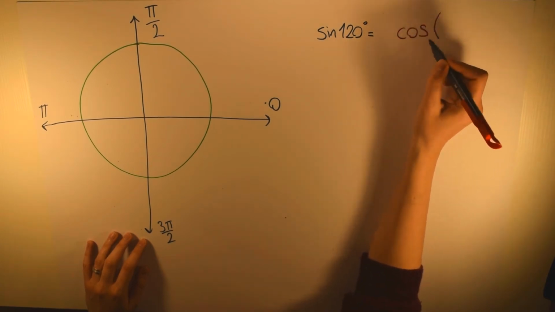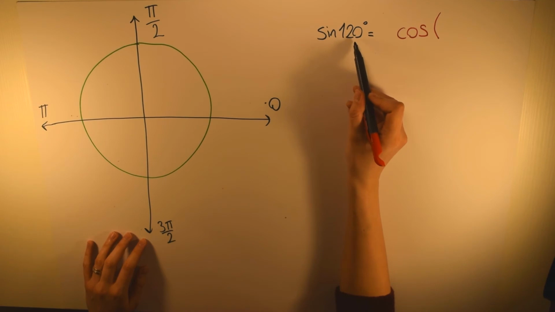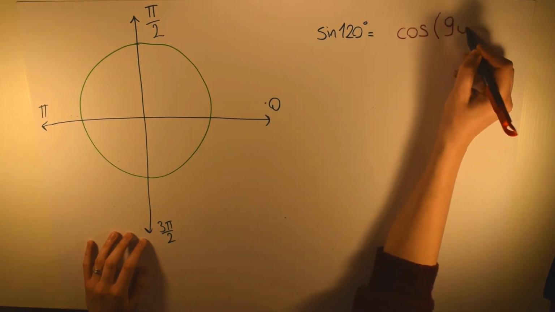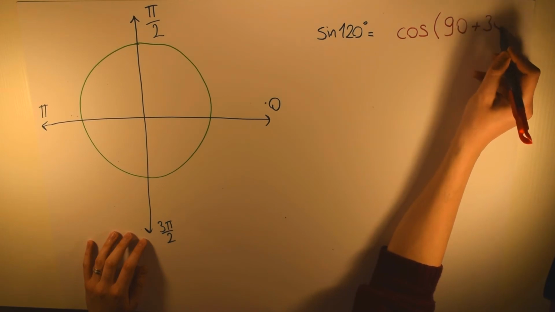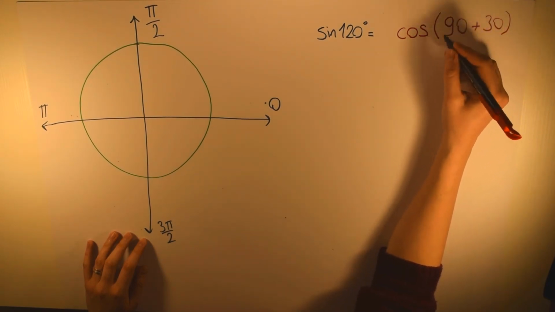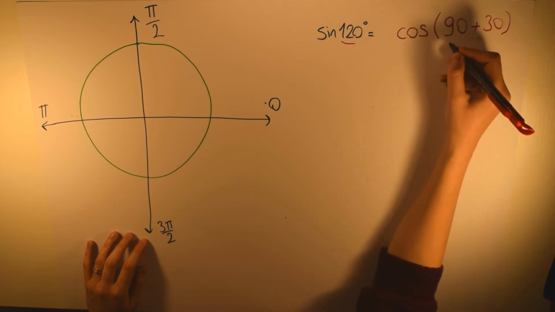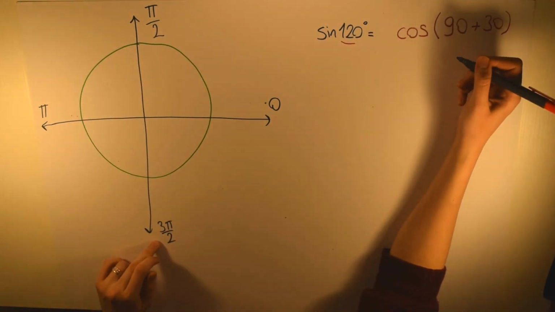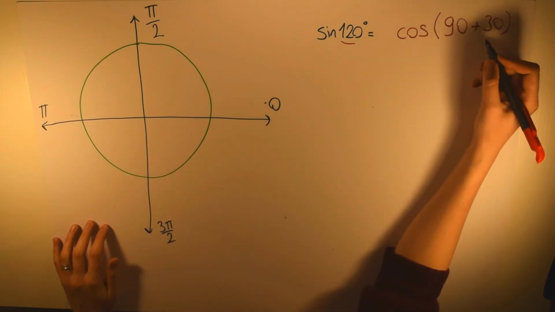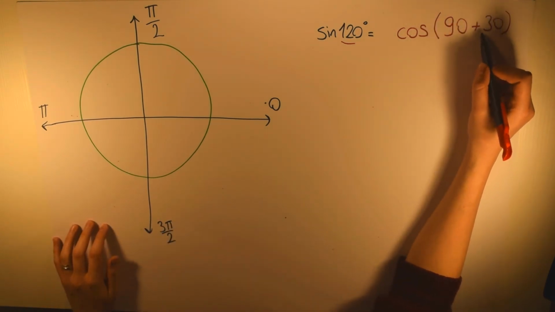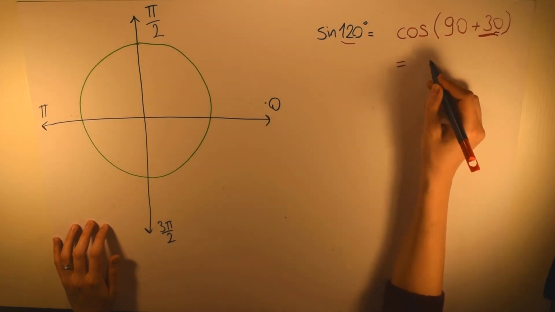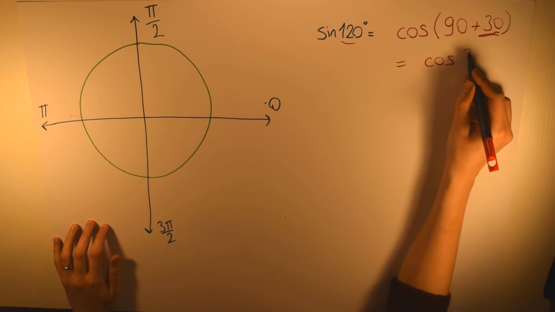Okay, so instead of 120, I can write 90 plus 30, right? Because remember, don't forget this, we rewrite these degrees based on 90 degrees and 270 degrees. So this is cosine of 90 plus 30. All we need is this part, so this will be something times cosine 30.